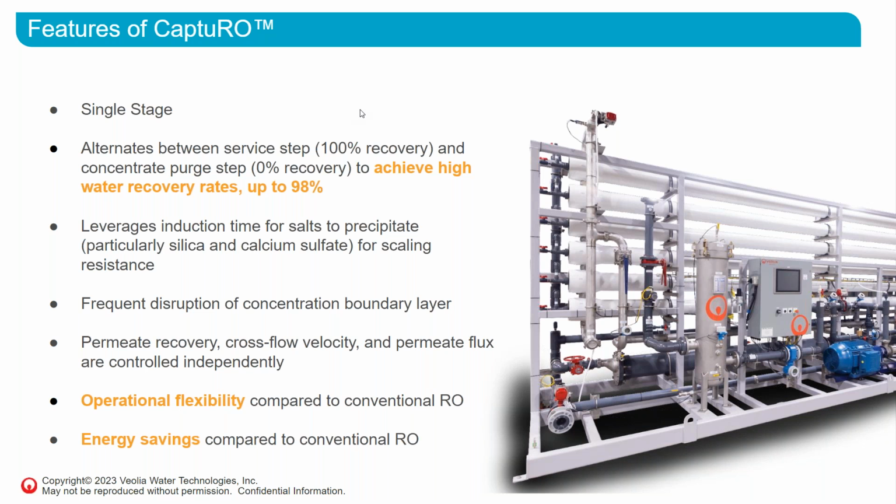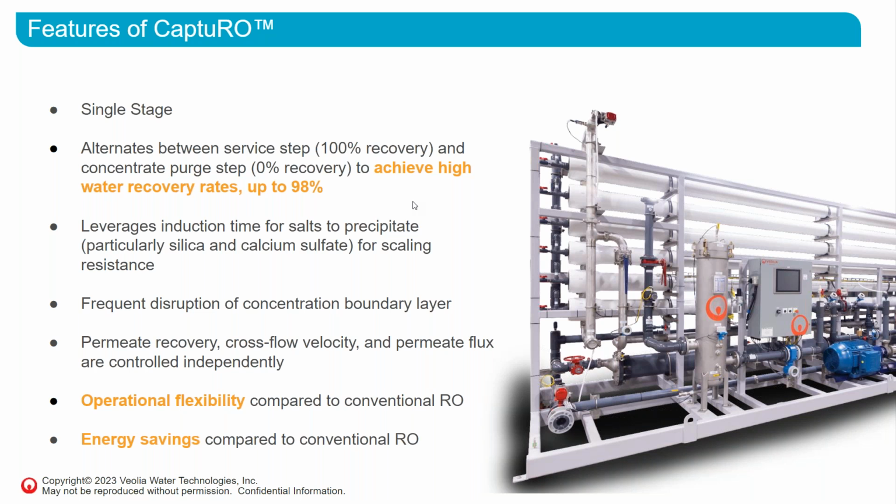So this allows us to achieve higher water recovery rates than those possible by conventional RO for applications where you have like silica or calcium salts that would limit the recovery rate of the conventional RO system. So the way it works is it leverages an induction time, as I mentioned earlier. So certain salts like silica and calcium sulfate, they have slow precipitation kinetics. The scale doesn't form right away. So essentially, we purge out these concentrate salts from the system before they have time to foul the membranes.